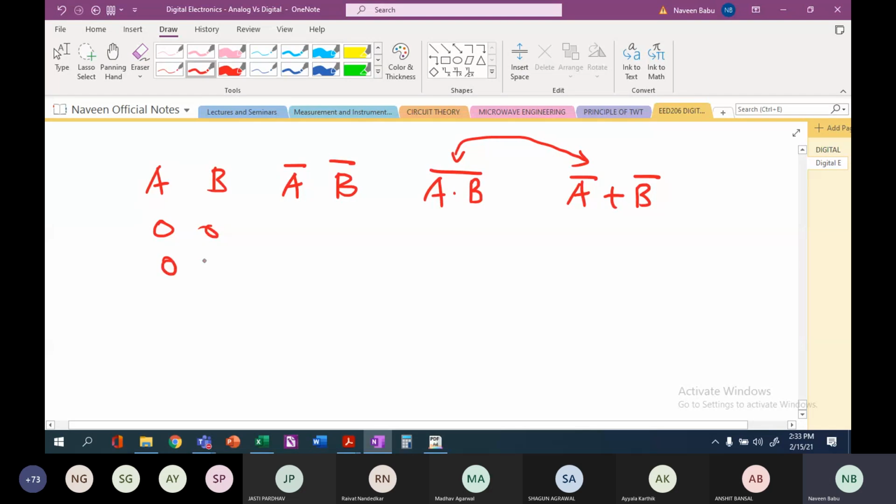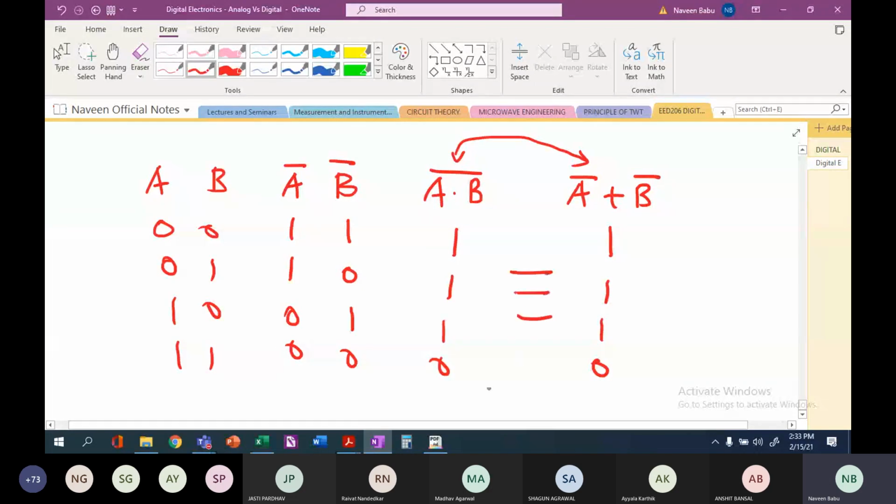So 0 0, 0 1, 1 0, 1 1. What is the complement of A? This is going to be 1 1 0 0. Complement of B is going to be 1 0 1 0. What is A bar plus B bar? This is going to be 1 1 1 0. What is A dot B the whole bar? This is going to be 1 1 1 0.